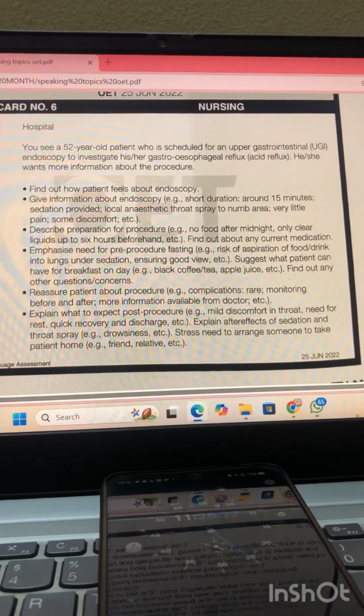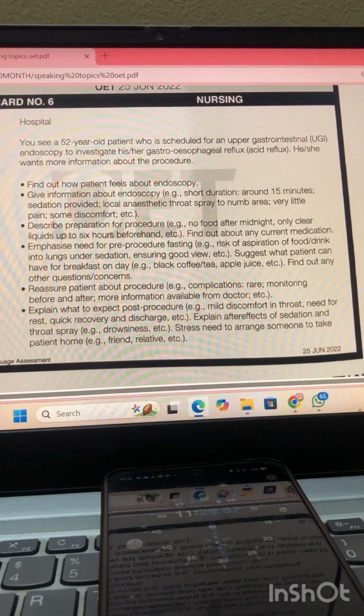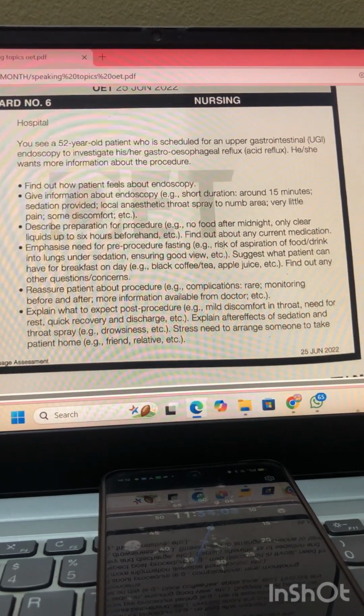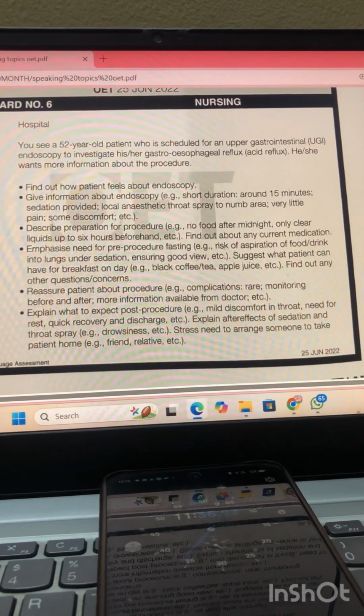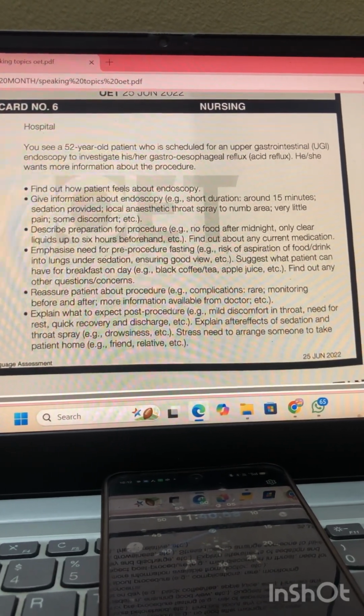And also I would like to suggest that you can have a breakfast on the day of the surgery, but breakfast will be like apple juice or tea. No need to say black coffee and all. Okay. And do you have any other concern?